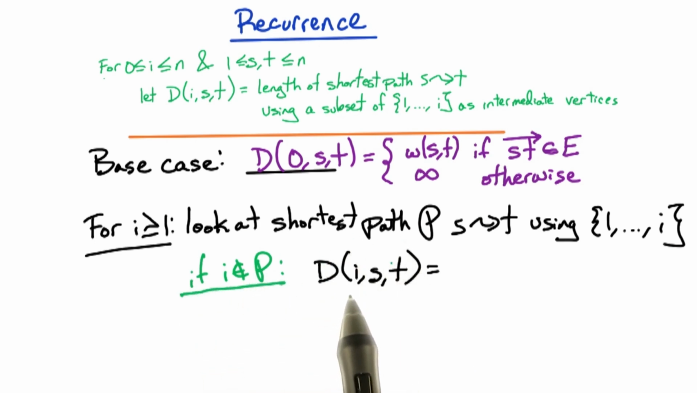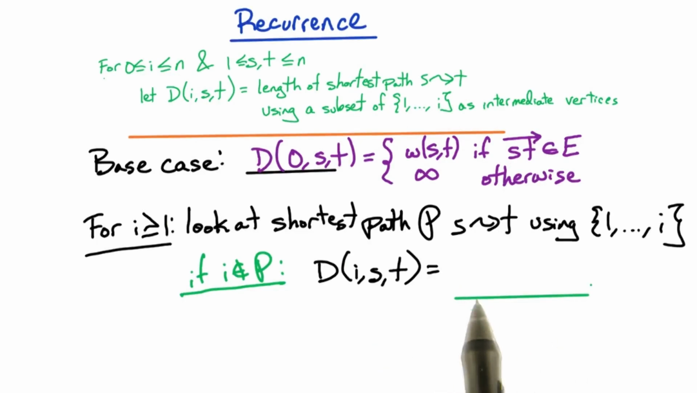And in this case, what is D of I S T? So let's pause for a moment and you go ahead and think about what the solution to the recurrence is in this case, where vertex I is not on the shortest path from S to T.